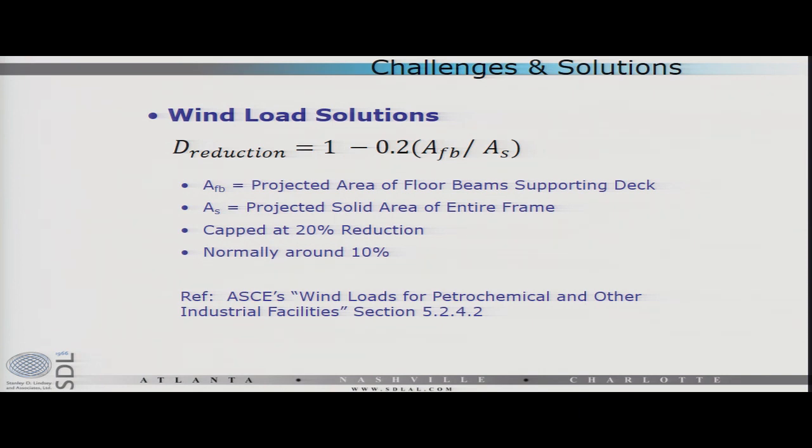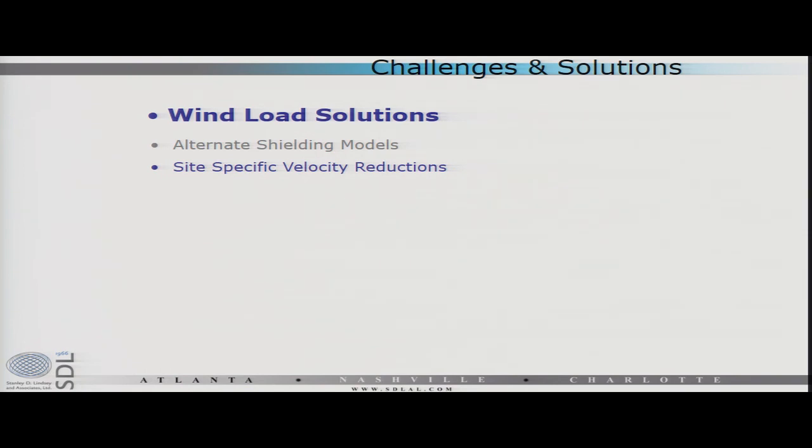So it's this equation here, 1 minus 0.2 times A of floor beam divided by A sub S. And what that works out to be is an absolute maximum reduction of 20%. Like if the only thing you have is floor beams. In practice, it's really more like 10%. So a lot of times I have an erector say, well, the deck is on, so there's no more load, and he's not right. Site-specific velocity reductions is another potential.